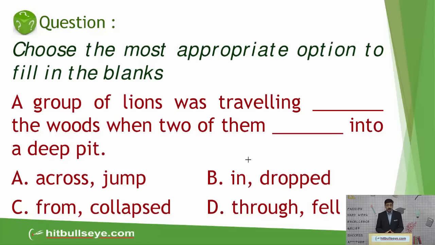right answer option. So question goes like this: a group of lions was traveling dash the woods when two of them dash into a deep pit. So second half is very clear because in first blank either it can be across or through, but in second half it has to be fell. Accidentally they fell into deep pit. So therefore the answer to this question would be option D.